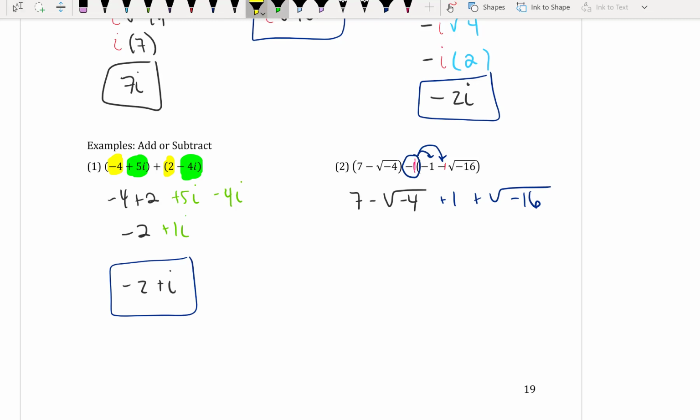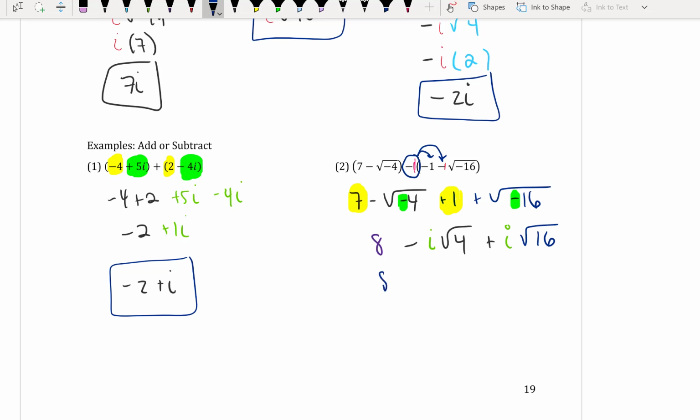So now I'm going to do my like terms. So 7 plus 1, well, that's going to give me 8. And I have my negative, and here, because I have a negative, I'm going to say that's i, and I have my square root of 4. Plus, and here I also have a negative, so I'm going to have my i as that negative represented, and I still have that square root of 16.